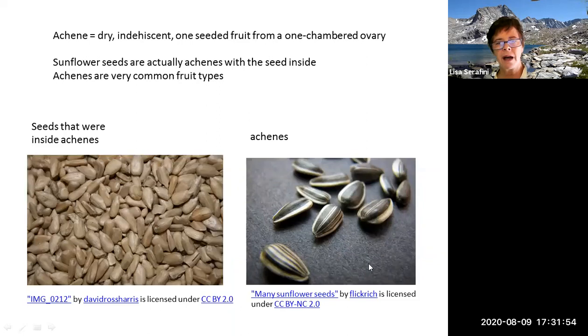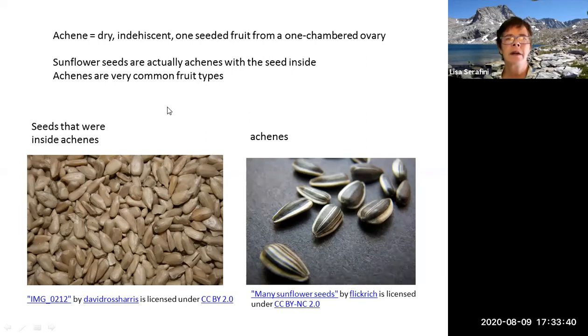Okay, going on to indehiscent. As I believe I said, we're moving on to dry indehiscent fruits, ones that do not open up to release seeds. And a real common type is an achene. This is a dry indehiscent, one-seeded fruit from a one-chambered ovary. Okay, it doesn't say how many carpels make it up. In fact, this is from sunflower, and there's two carpels that were fused together, but it's a one-chambered ovary.